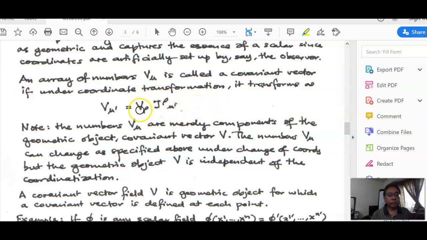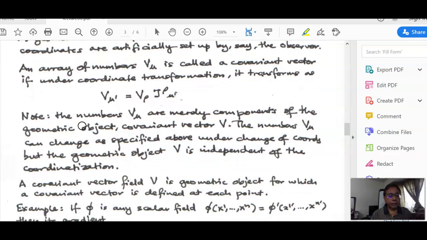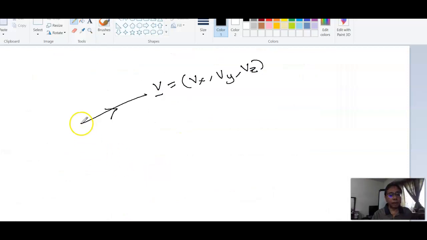So in this case, when you multiply the Jacobian matrix with the components, you'll get the components in the new coordinate system. So essentially, the components will change under change of coordinates. But the vector itself does not change. So that's why we need to go back to this idea of a directed line segment as a geometric object, and the components being just some quantities that depend on the coordinate reference frames.